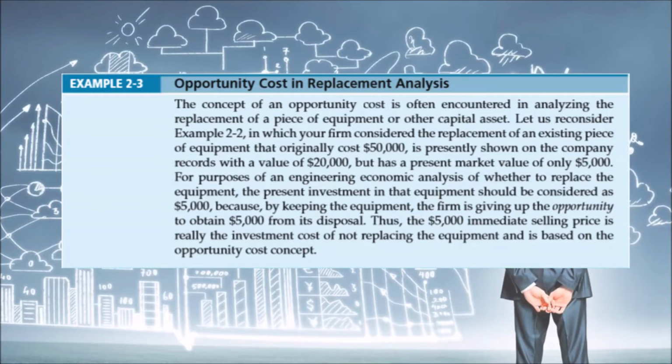For purposes of an engineering economic analysis of whether to replace the equipment, the present investment in that equipment should be considered as $5,000, because by keeping the equipment, the firm is giving up the opportunity to obtain $5,000 from its disposal. Thus, the $5,000 immediate selling price is really the investment cost of not replacing the equipment and is based on the opportunity cost concept.